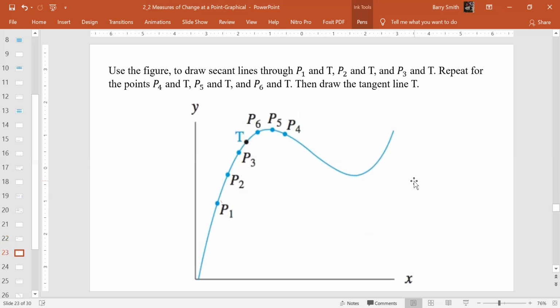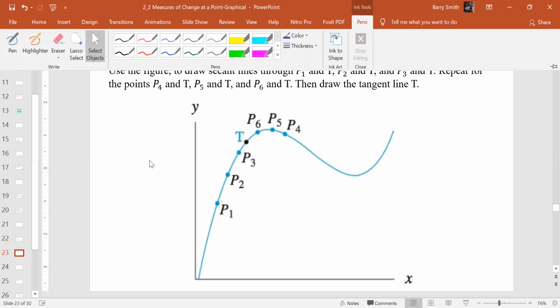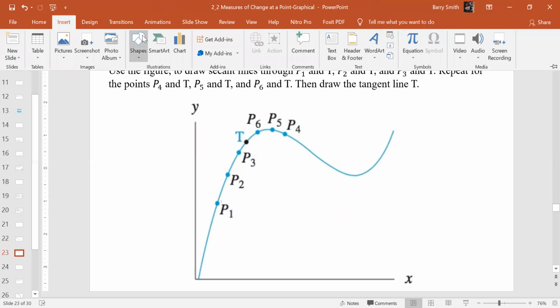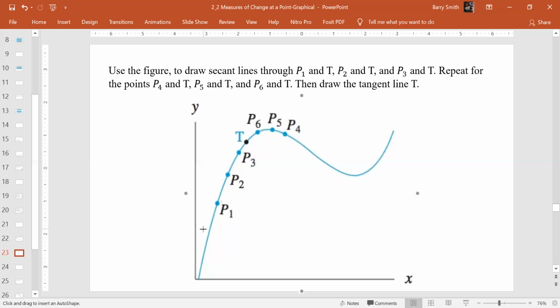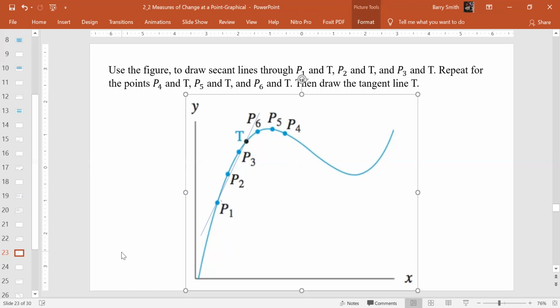All right, so this one, we have to draw some lines. So here's where we actually have to start adding some stuff. So I'm going to have to insert some shapes. So I'm going to insert some lines. And what I'm going to do is I'm going to start, and I don't know how I'm going to do this. Maybe I'll just start at point P and go to beyond that. And then I can kind of shift it down a little bit. And that would be a secant line through P1 and T, because that's what it asks for, is secant lines first. And so that would be how I would do that secant line.